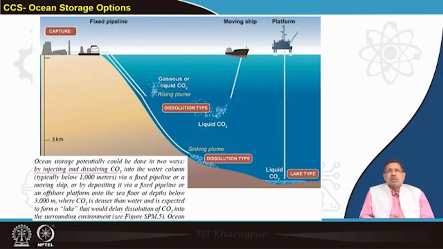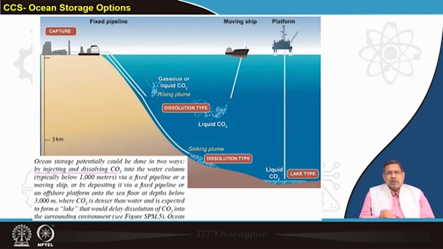Moving on to the oceanic storage options. Ocean storage potentially could be done in two ways. One is by injecting and dissolving the carbon dioxide into the water column, typically at 1000 meters, via fixed pipelines. As you can see there on the left-hand side, it is 1 kilometer to 3 kilometers, and beyond, the depth has been shown. So pipeline is good up to 1 kilometer.